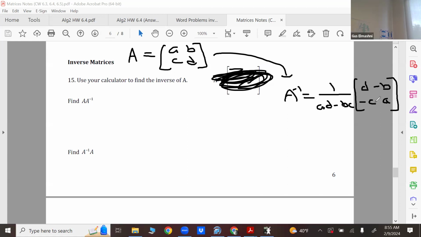But you do this thing here. It's called the determinant, AD minus BC. Just do it, and then you have to swap these two and make these negative. But the calculator can do it for you, so I don't expect you guys to do this by hand. I just want to show you how it looks.